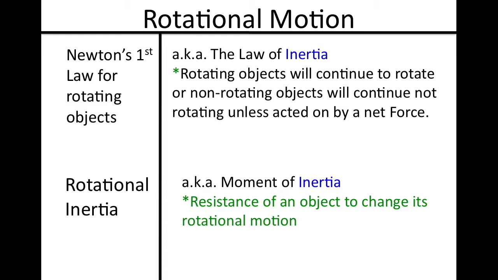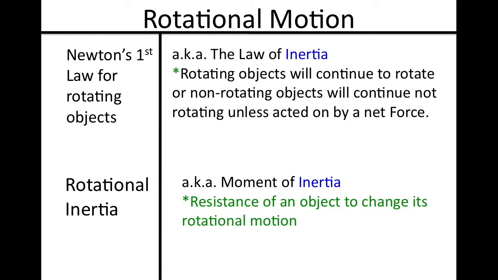known as the law of inertia for linear movement, is also the same for rotating objects. All rotating objects will continue to rotate, or non-rotating objects will continue not to rotate, unless they are acted on by an outside force, something that will stop it from doing whatever it was originally doing. Which brings us to rotational inertia, also known as moment of inertia.